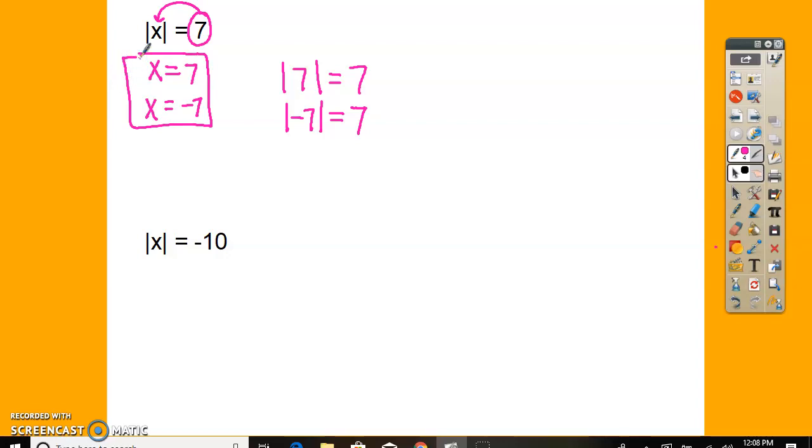Now, second example. Absolute value of x equals -10. So this is asking us what number or numbers has a -10 distance from 0, which isn't possible. There are no numbers that have a negative distance away from 0. Remember, distance is always positive. So the absolute value is not allowed to equal a negative number. So in this case, there is no solution.